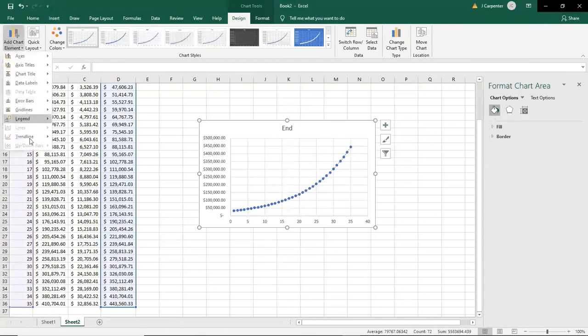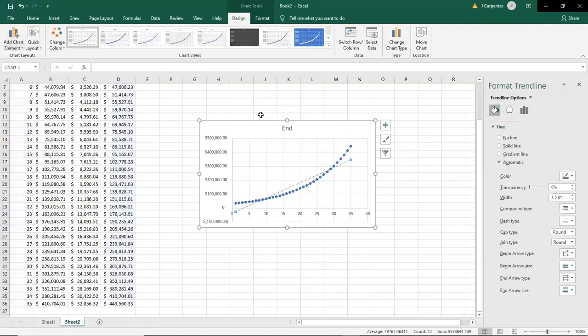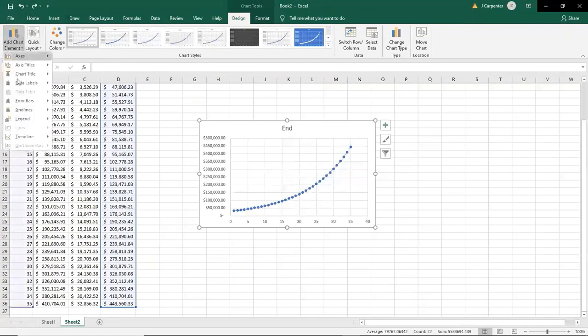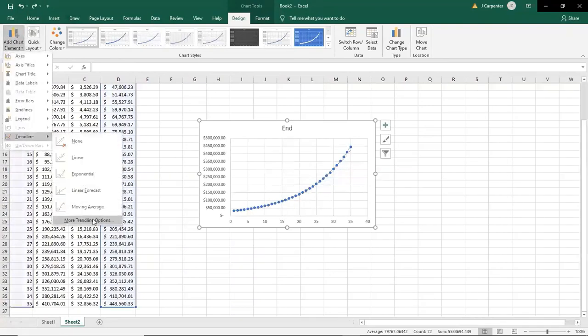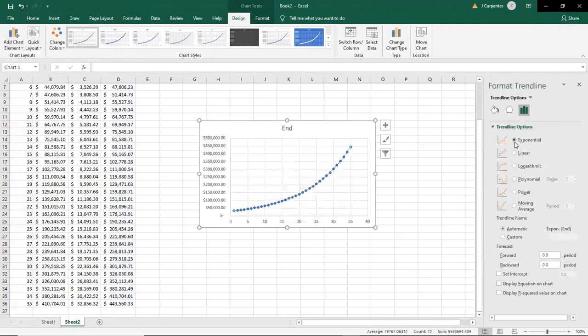And I can do that. Add chart element, trend line, more options. Why did the line pop up? Did I hit something on accident? Okay. That's the wrong menu, so I close it and try it again. Trend line, more options. It's just weird how Excel does that sometimes. Oh, I see why. Why is it doing that? I have literally never seen Excel do that to me. Go back to exponential, you silly goose.